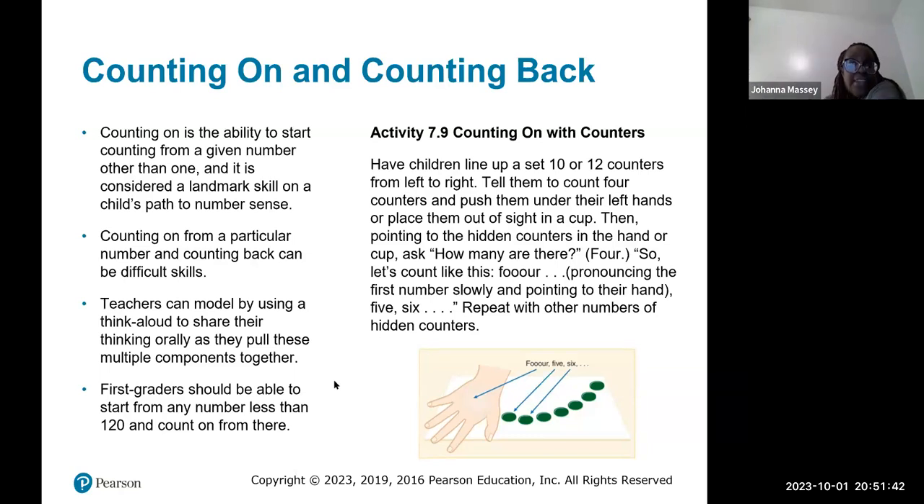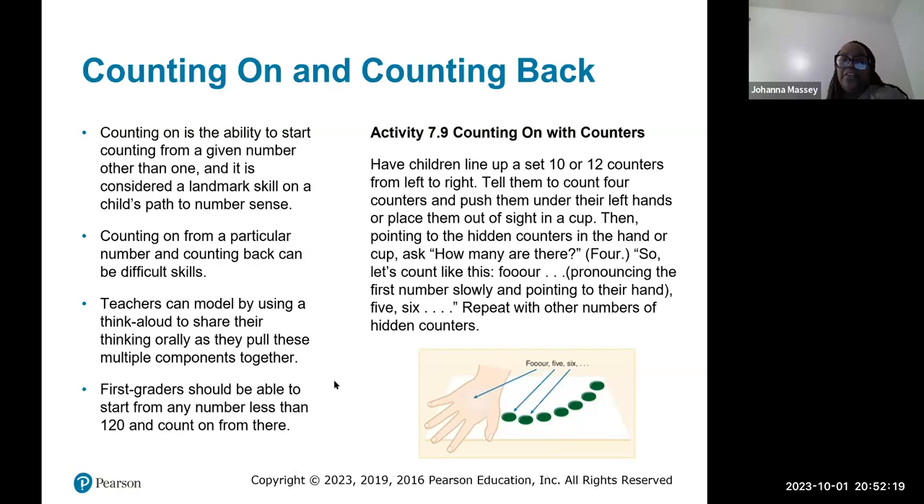So that's how you do a think aloud. I know you may sound silly, but you're actually thinking aloud, and the students are looking at you doing your thinking, your metacognition. First graders should be able to start from any number less than 120, because that's where they have to go to 120, and count on from there. So like I say, 100, 101, 102, 103, 104, and so forth.